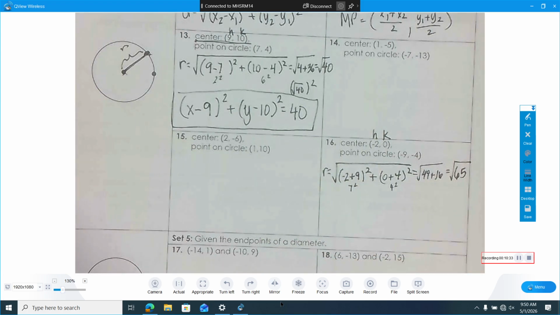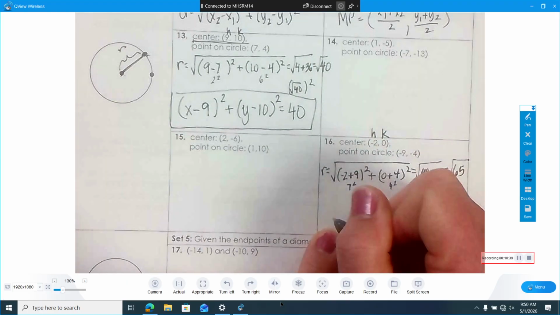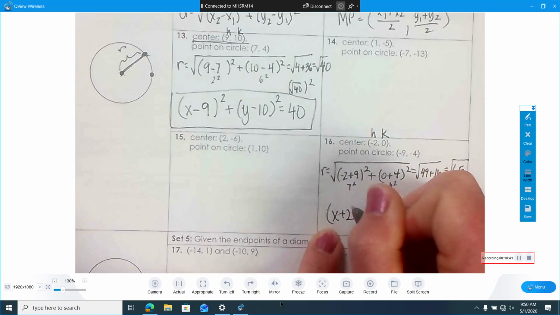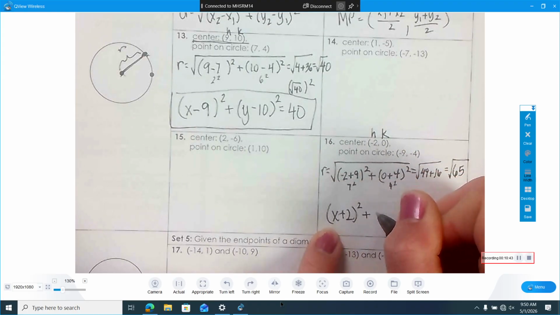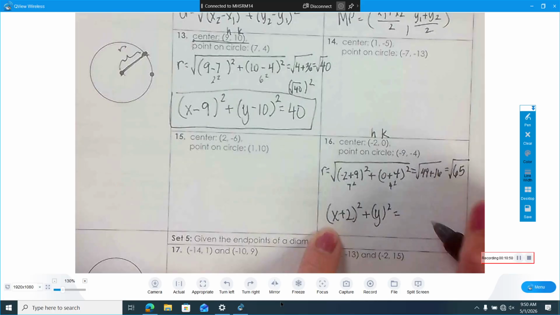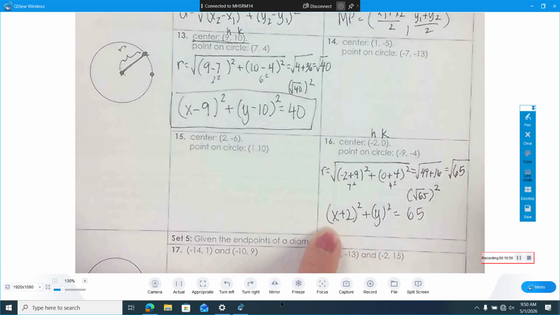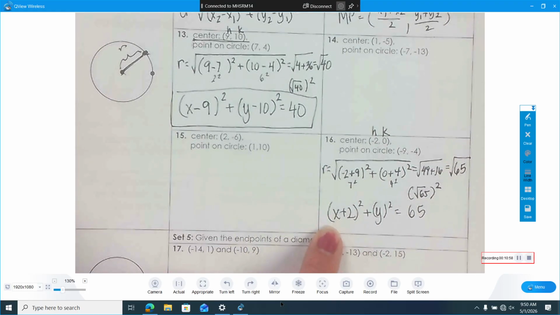Okay. Any questions on that? All right, what's our formula for our circle equation then? Minus 2 squared plus y squared equals 65. Very good. Again, it's the square root of 65. We have to square it, and the radical and the square root cancel out. So we just get that.